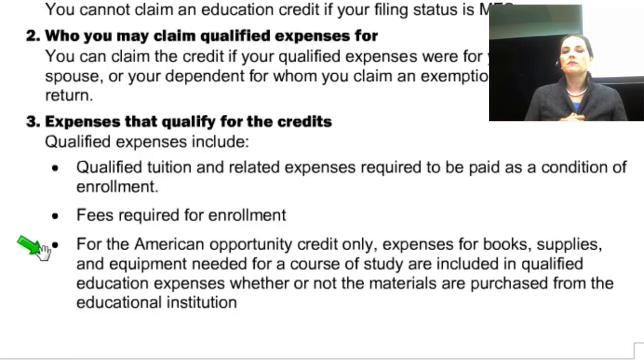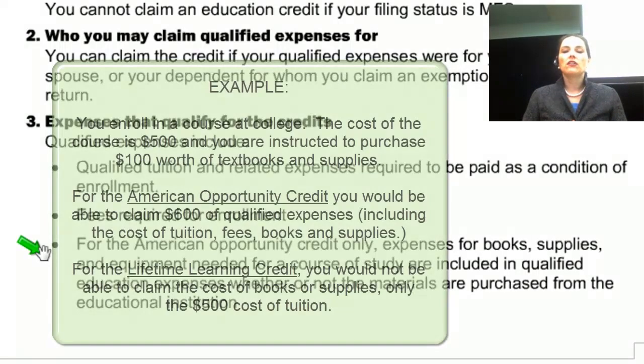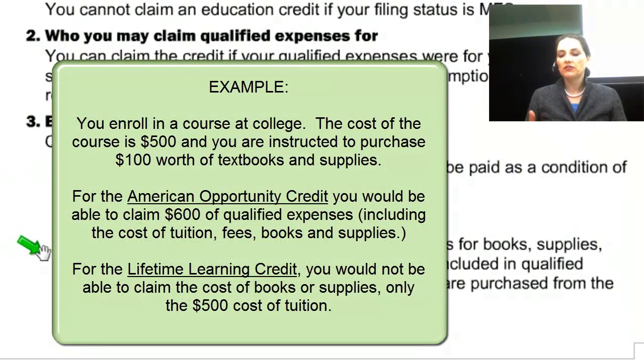So what that means is, let's just suppose you enroll in a course at college, and you get the reading assignments from that college, and they include that you need to go out and purchase various supplies and a couple of textbooks.